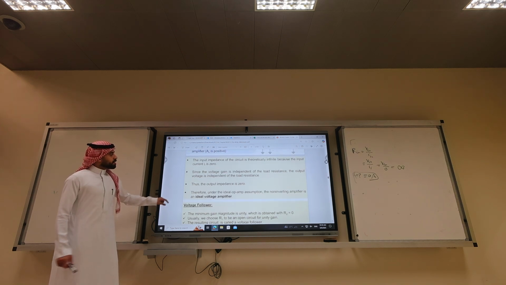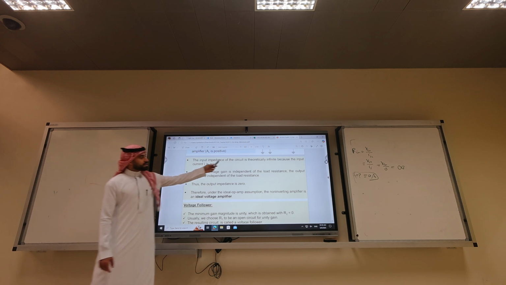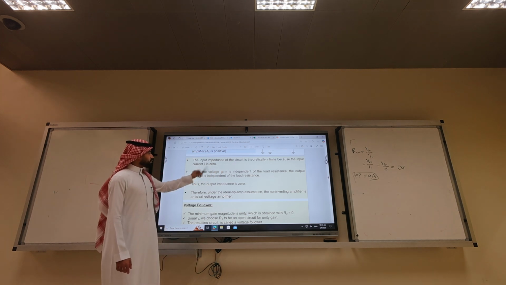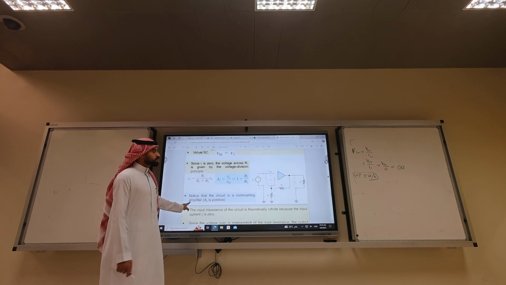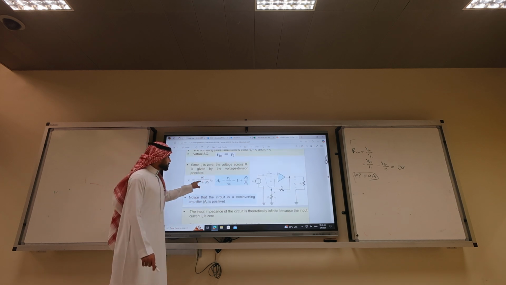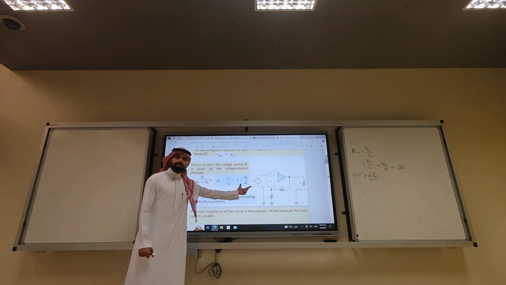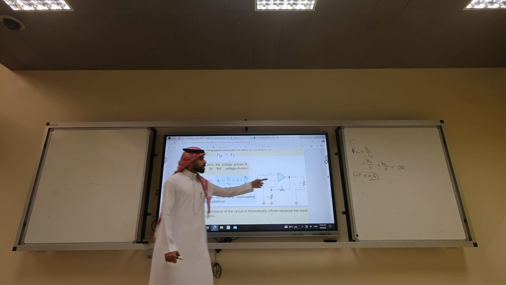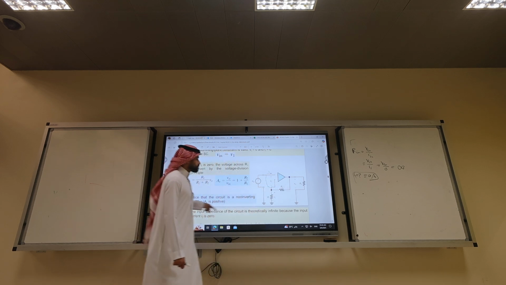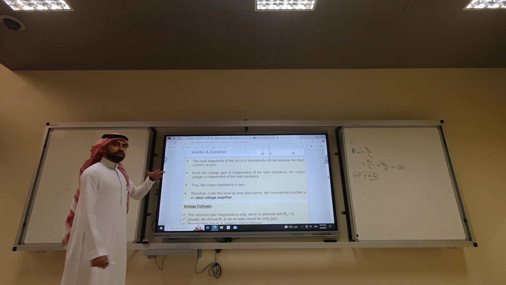Okay. So the input impedance is infinite because the input current is 0. Since the voltage gain is independent of the load, we repeat the same story. The gain, output over V input, doesn't have any RL. Because it does not have an RL, it can drive whatever load is connected. So the output impedance is 0.